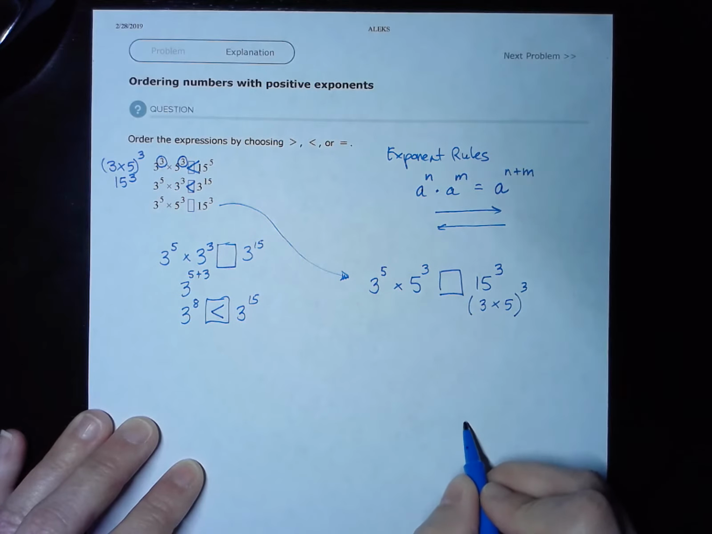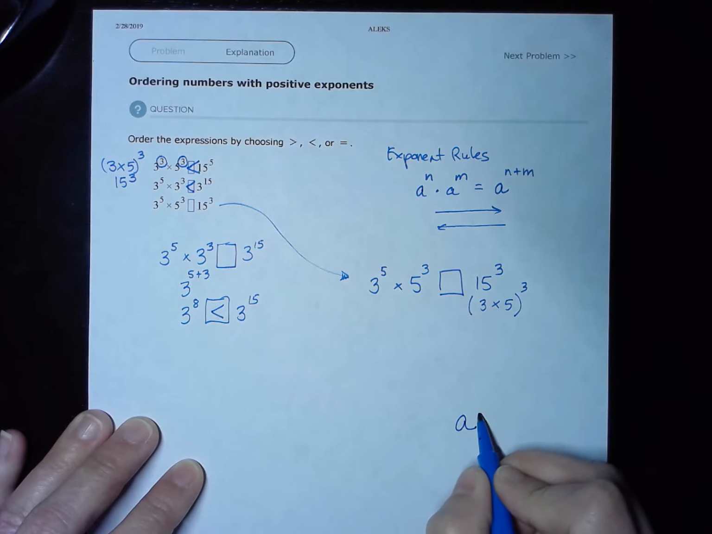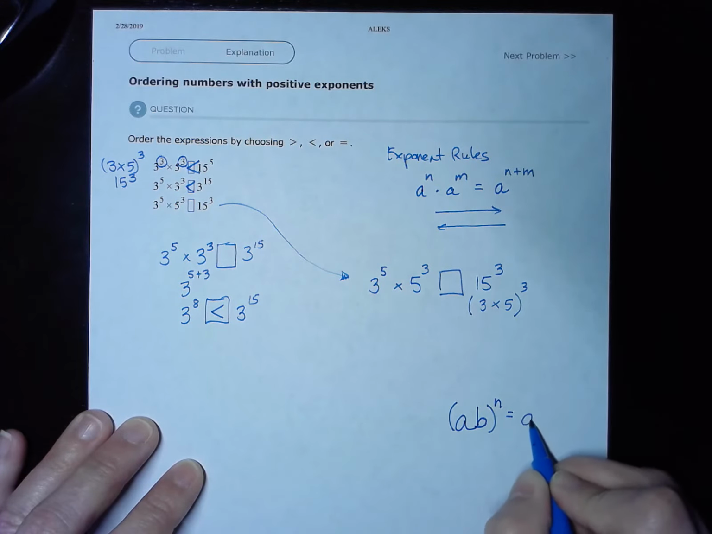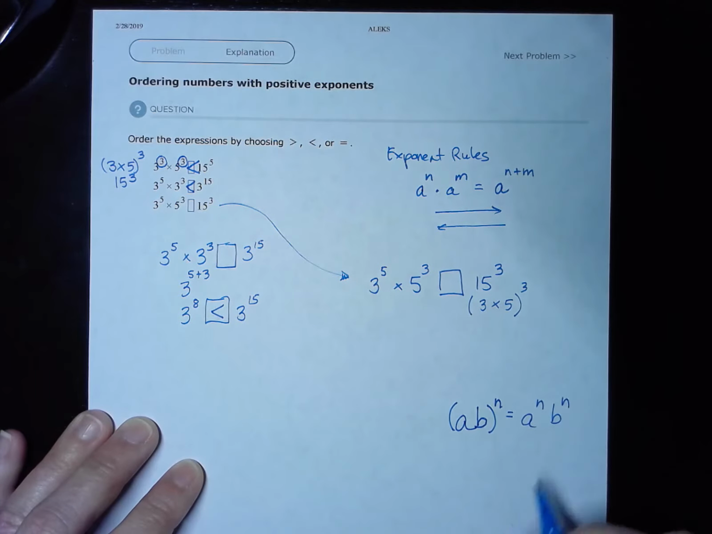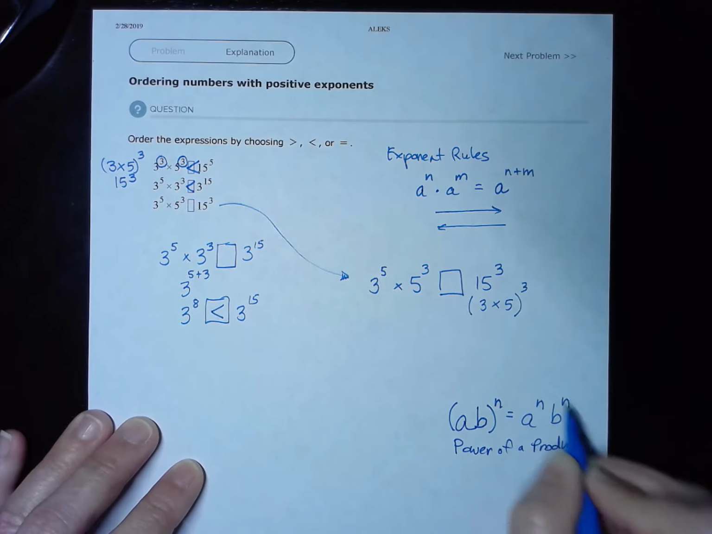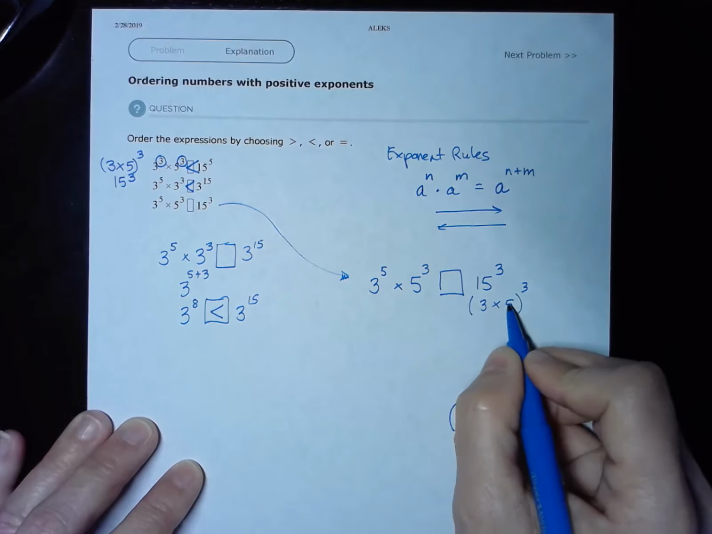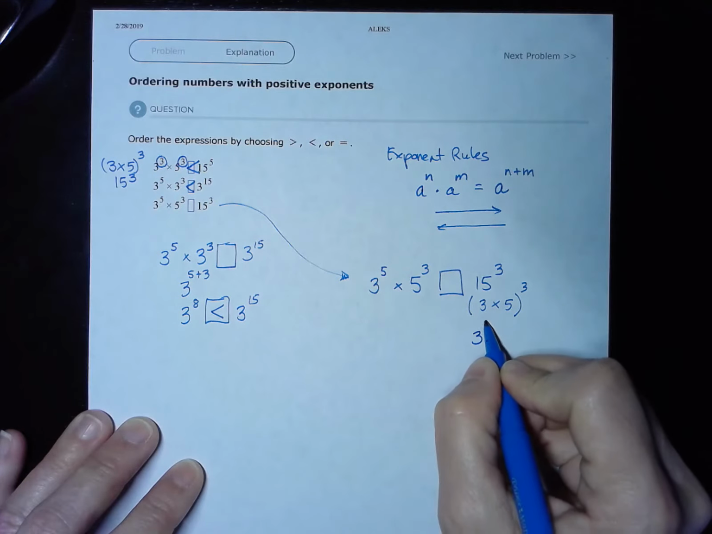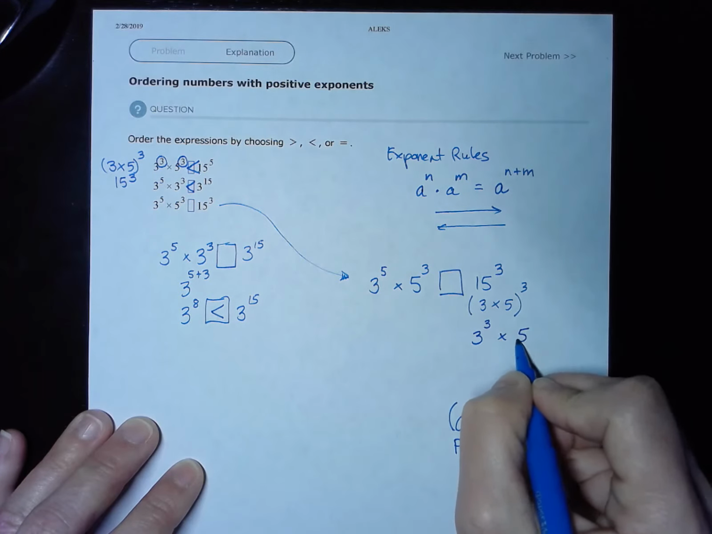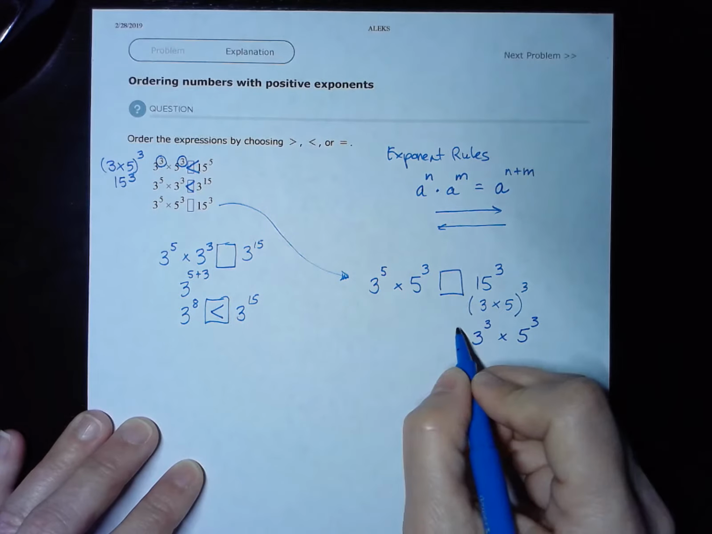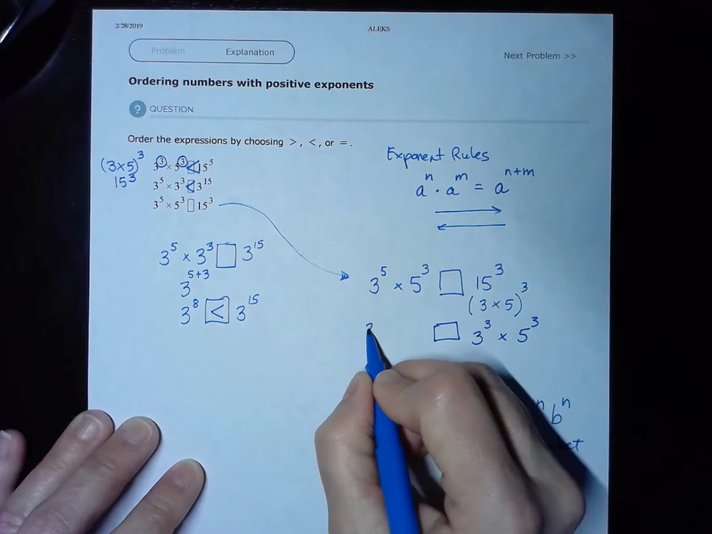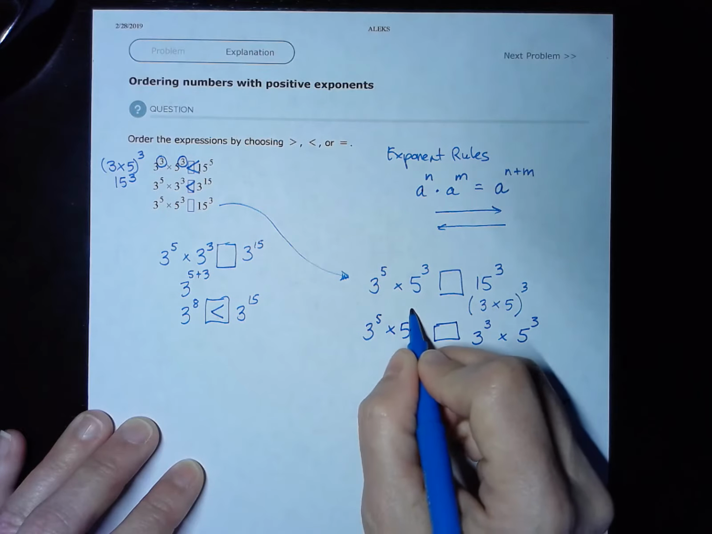And my exponent rule says that if I have a base multiplied by another base, and that's raised to a power, then those factors on the inside would each get that power. That's called power of a product. And so what I can do now is say, these are multiplied together, so the 3 is going to get the third power, and the 5 is going to get the third power. So I'm comparing this to 3 to the 5th times 5 to the 3rd.